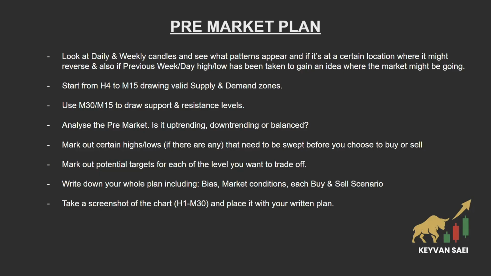Now the next step would be starting off drawing your supply and demand levels. This will go from the H4 all down to the M15. We will refine it as much as possible till we have the right levels. Same thing will go for the support and resistance levels. We will use the H1 or the M30, M15 to draw very obvious and clean support and resistance levels.